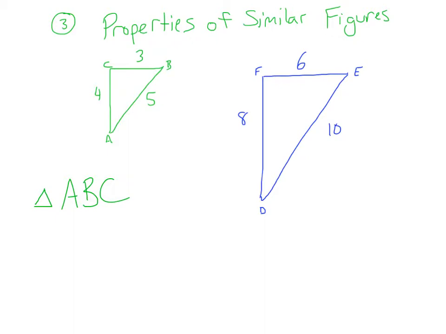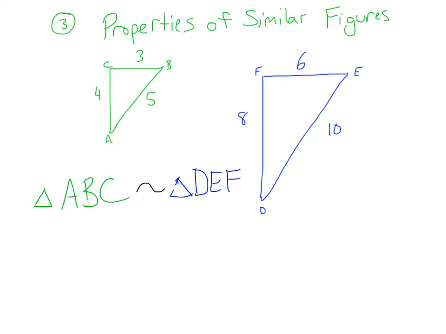We said they're similar, so how do we write similar? Remember, it's the little tilde. It's similar to, well, what's the name of this triangle? DEF. We go in alphabetical order, okay? Triangle DEF. All right, so that's how you would write that they are similar.